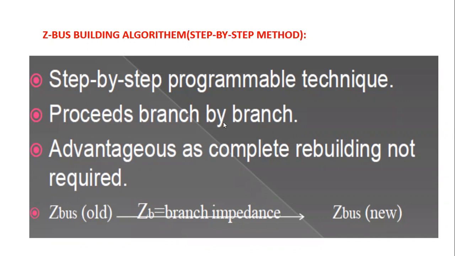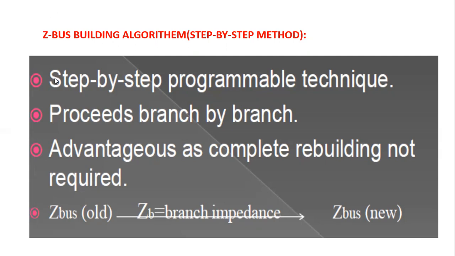It proceeds branch by branch. That means addition of one branch to another branch, or branch to the link. The advantage is that completely rebuilding is not required. There is no rebuilding of that matrix, therefore Zbus old is equal to Zbus new. Here ZB is the branch impedance. The Zbus building algorithm is the step-by-step procedure for addition of one branch to a branch or addition of one branch to a link.